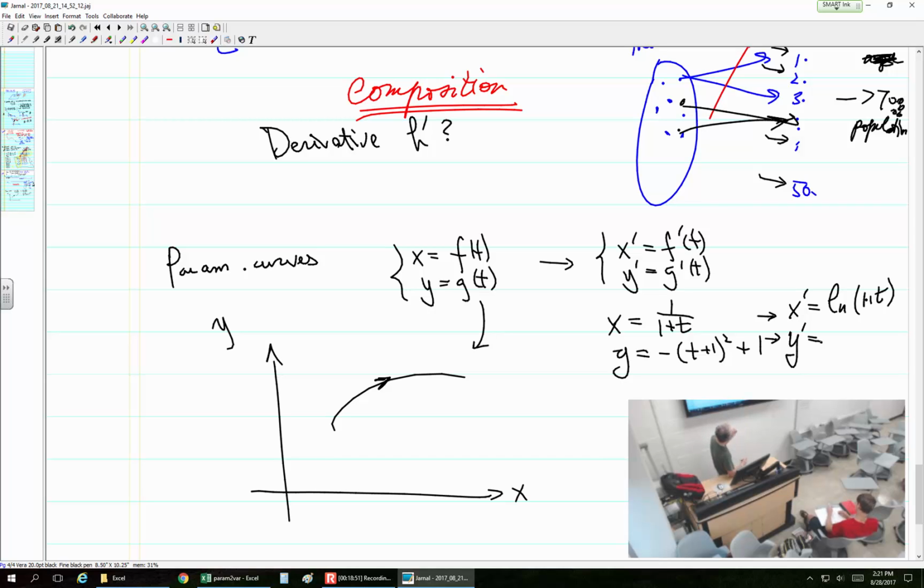Naming functions is convenient, but sometimes you have just too many letters and might get confused. So we keep track of the names of the variables, which is definitely something we want to do. Maybe I'm just thinking wrong. Isn't ln of 1 plus t the antiderivative? You're right. Okay, give me the right answer. I think it's 1 over quantity 1 plus t squared? Negative.